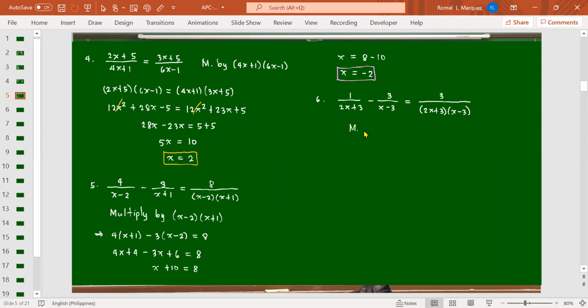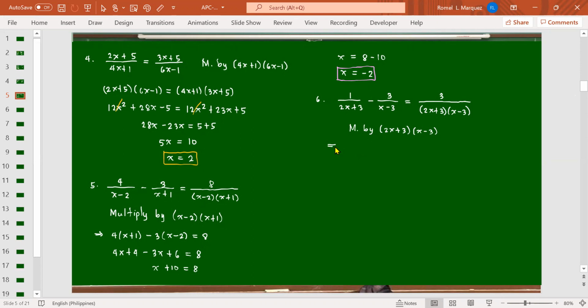So first step is to multiply each side by the LCD of all the fractions involved in this equation. So multiply by 2x plus 3, x minus 3. By the way, what are the restrictions? X is equal to negative 3 halves, x equals 3. So we do not want those values, any of those.